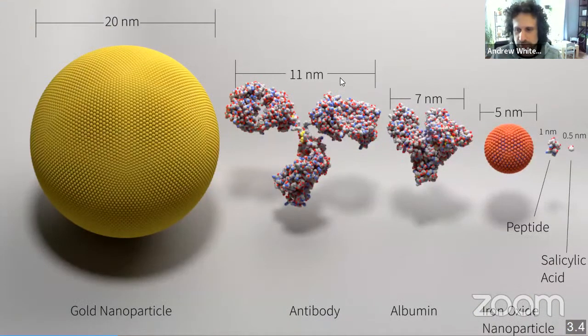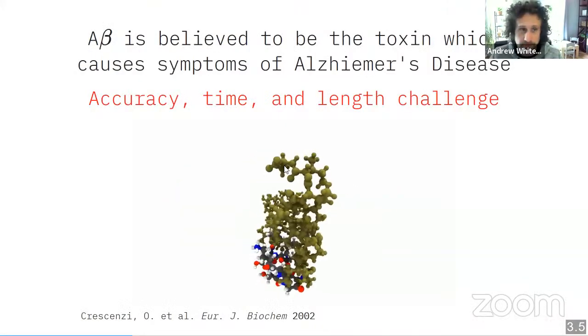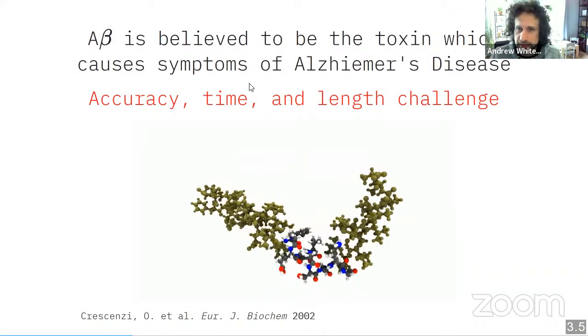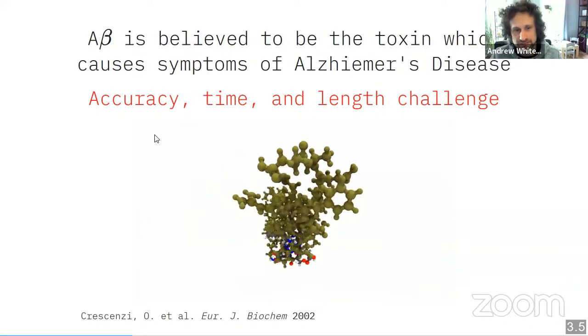This is just a little picture showing what a peptide looks like. Maybe you're familiar with proteins like albumin. Peptides are typically smaller. They're on the right. The peptide for our motivating example is A beta, which is hypothesized to be related to Alzheimer's, hypothesized to cause Alzheimer's.